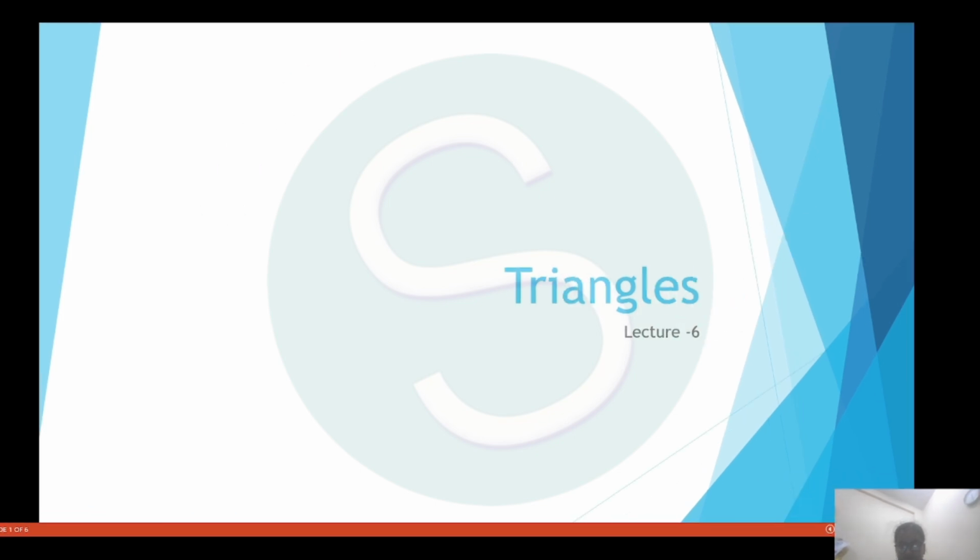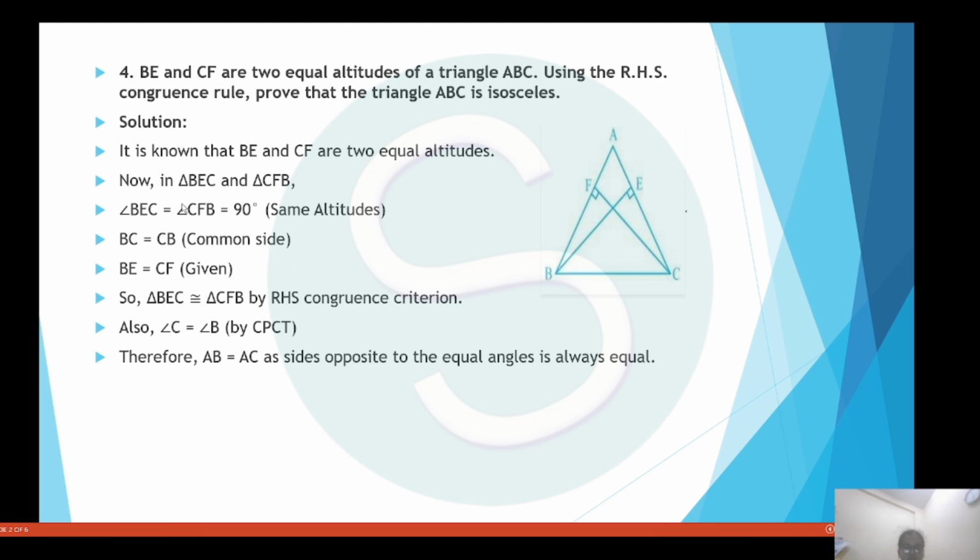So we will start with the question. First question is BE and CF are two equal altitudes of a triangle ABC. Using RHS congruence rule, prove that triangle ABC is isosceles. So हमें क्या given है कि this is a triangle, that is triangle ABC. इसमें दो altitudes हैं CF and BE which are equal and हमें prove करना है कि AB equals to AC.